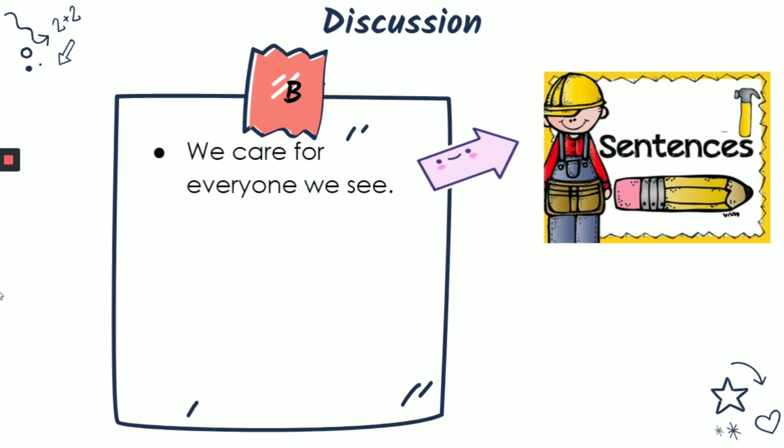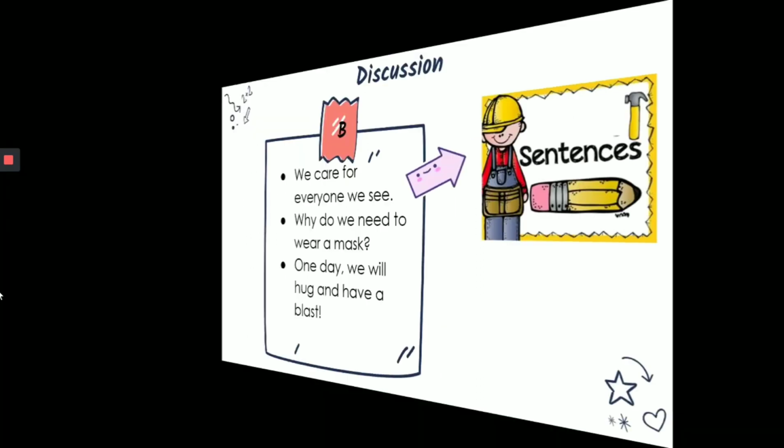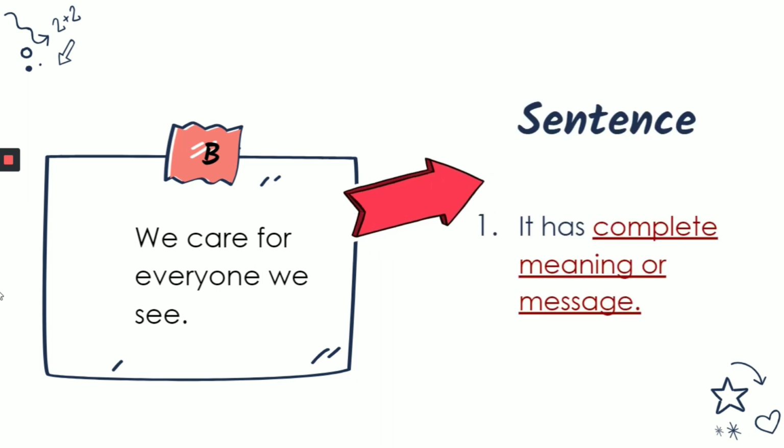Look at the words in Group B. You are correct. They are actually longer than the group of words in Group A because they are called sentences. Do you have any idea what a sentence is? Look at the first example. We care for everyone we see. A sentence has complete meaning or complete message.